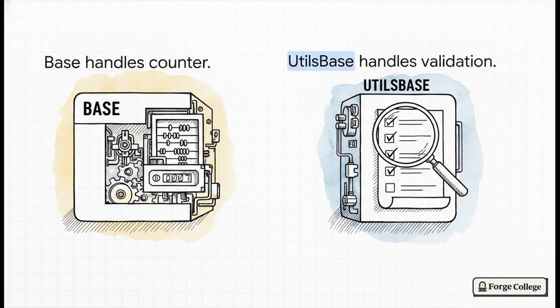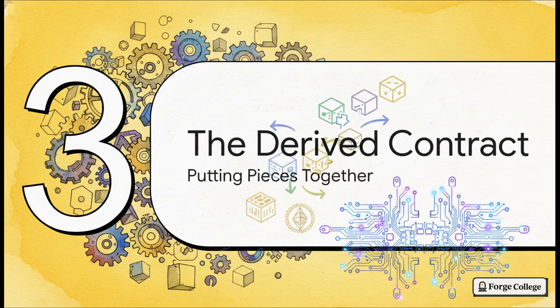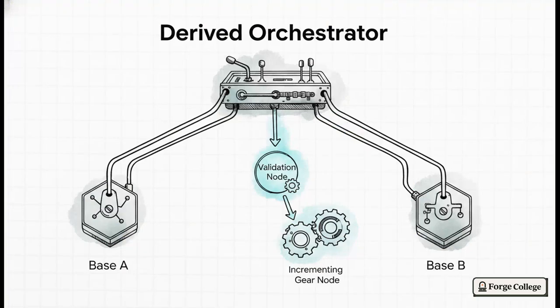Boom, done. Section 3. Assembling the derived contract, putting the pieces together. Now, what's really fascinating here is how the derived contract acts purely as an orchestrator. Our feature contract inherits from both base and utils base explicitly. It overrides the increment function, but notice what it actually doesn't do. It doesn't rewrite the increment math. Instead, it just calls the validation hook from utils base and then explicitly calls super.increment to trigger the base logic.